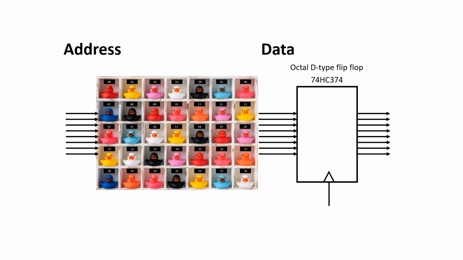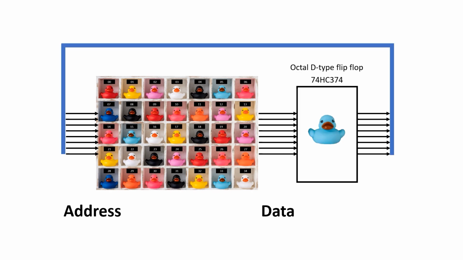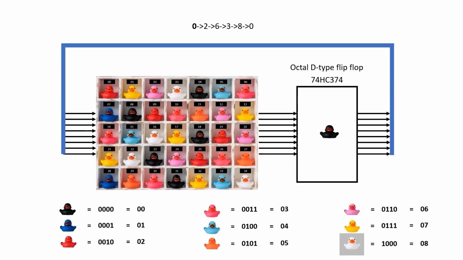And now I'm going to do something very tricky. I'm going to connect the output of the flip-flops back up to the address lines of the memory. This thick blue wire represents a bus, and it's really just a set of 8 wires running in parallel. Let's start with the assumption that the flip-flops contain 0.